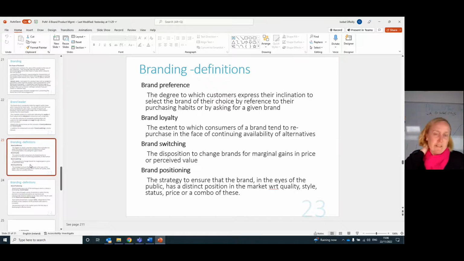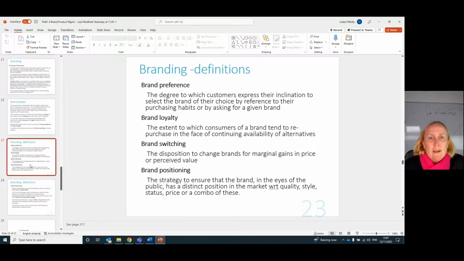So here are some definitions. First, brand preference is the degree to which consumers or customers express their inclination to select a brand of their choice by reference to their purchasing habits or by asking for a given brand. So essentially, they go into the shop and if they don't see it on the shelf, they'll ask for it. People who are brand loyal to Coke or Diet Coke will go into a corner shop expecting to see it. If they see it on the shelf, despite all the other array of options, they will specifically buy the one they want. And if they don't see the one they want, a large proportion of them will go to the counter and ask, do you not have any Coke? Or do you have any in the back?